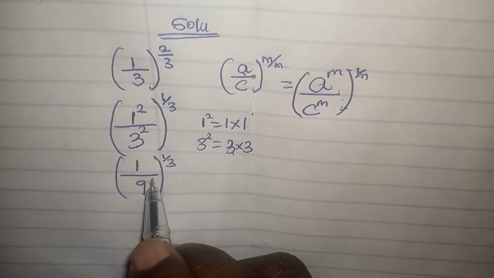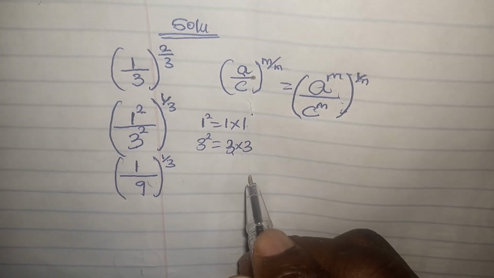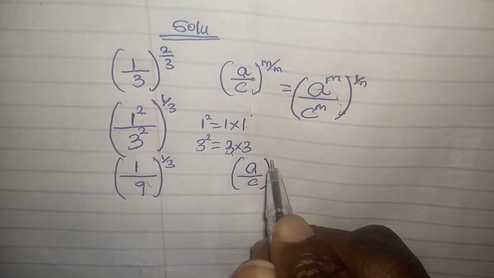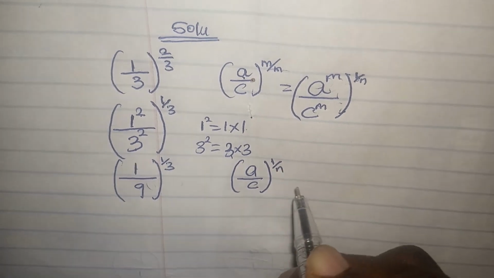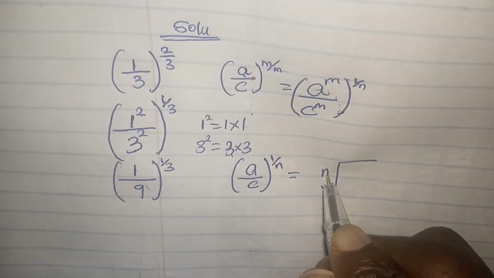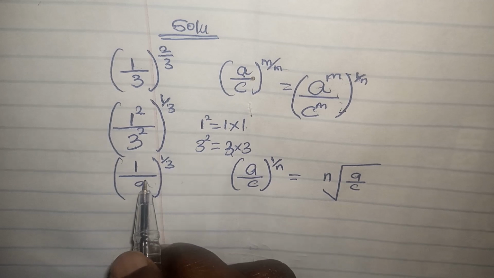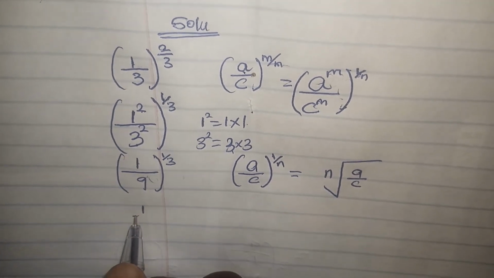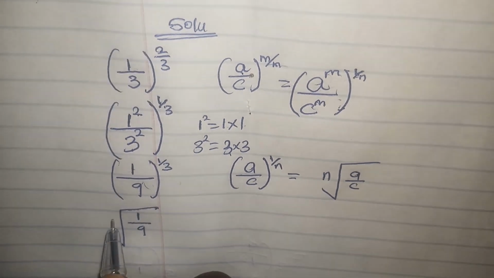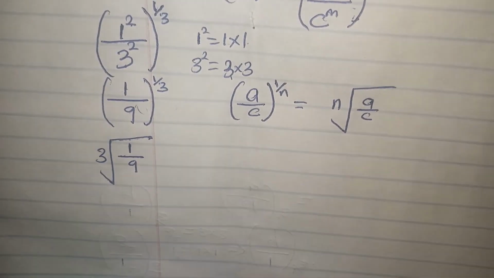At this part we are going to apply a simple rule which says if you are having (a/c) to the power of 1/n, it is also equal to the nth root of a over c. If we put this rule here, we have the cube root of 1/9. So we've done this.